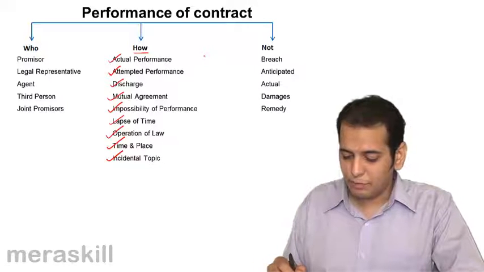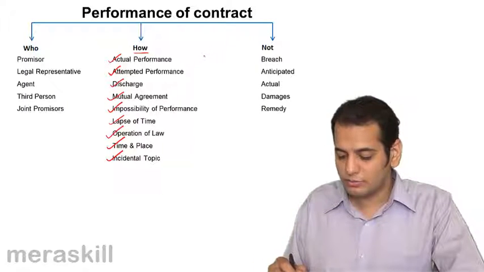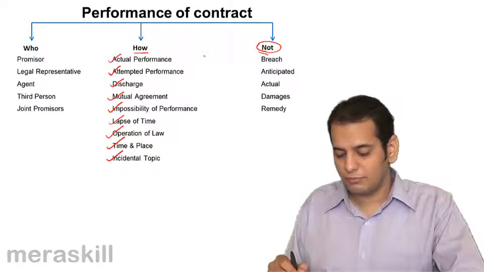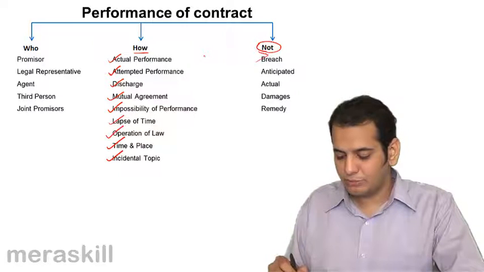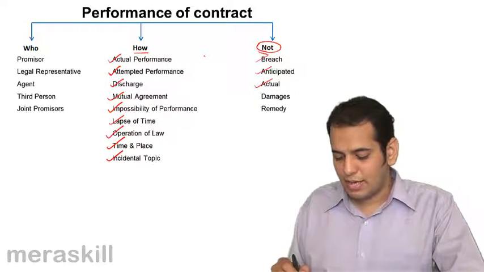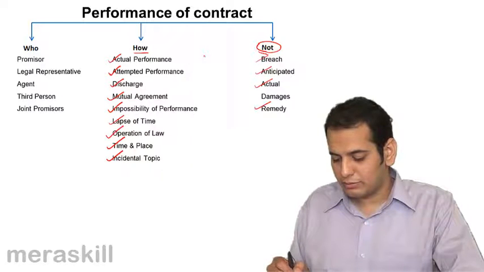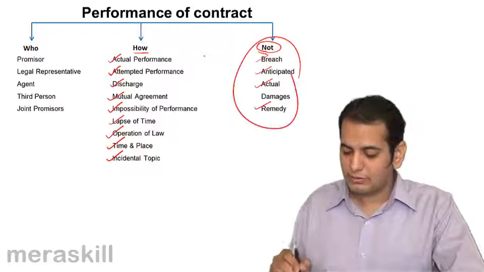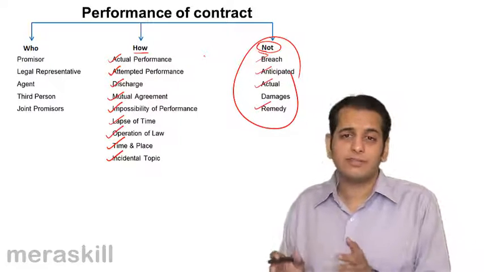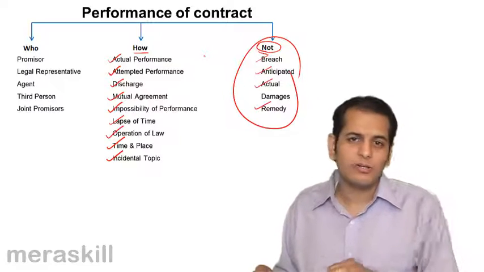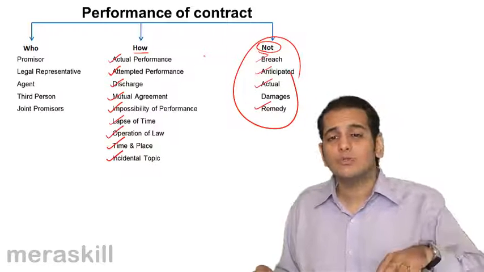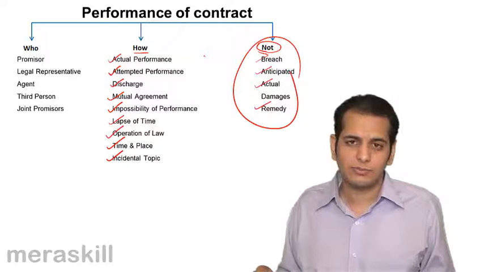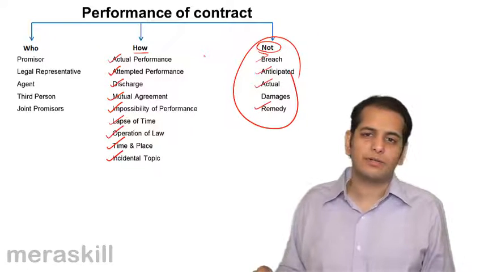Now, there are some topics which remain to be covered under this. They are what happens when the contract is not performed, and what is breach, what is anticipated breach, what is actual damages, and what are the remedies available. All these topics we are going to cover in our next session on the Indian Contract Act 1872, which is also the fifth unit of the Act in our syllabus, which is the breach of contract.